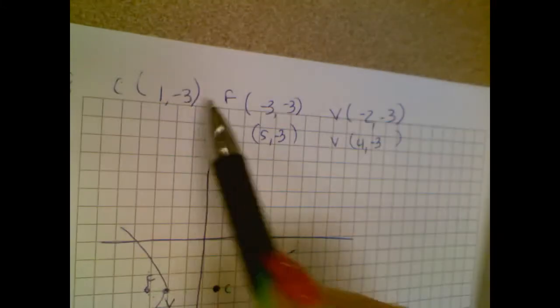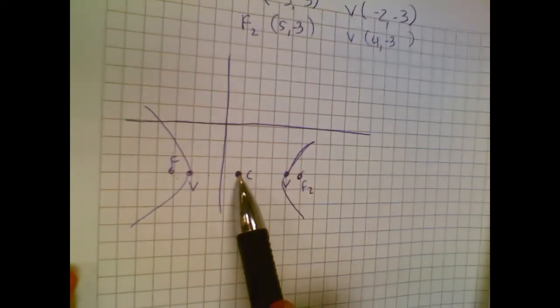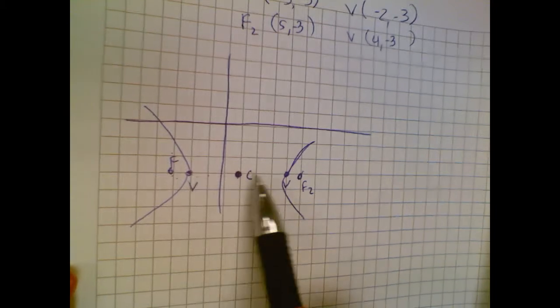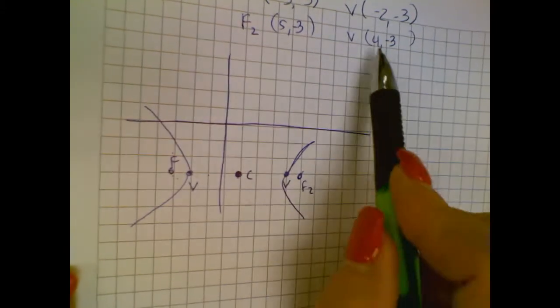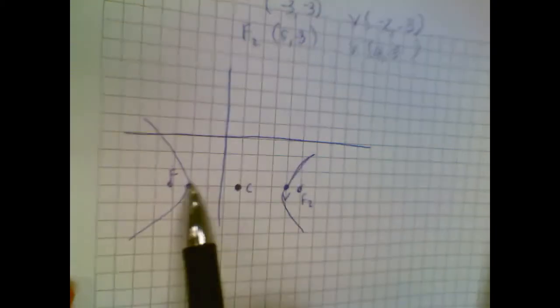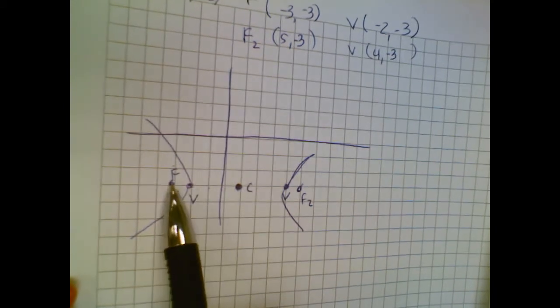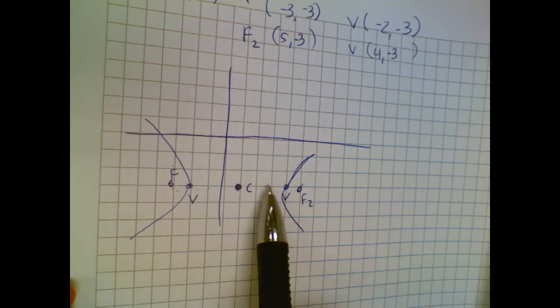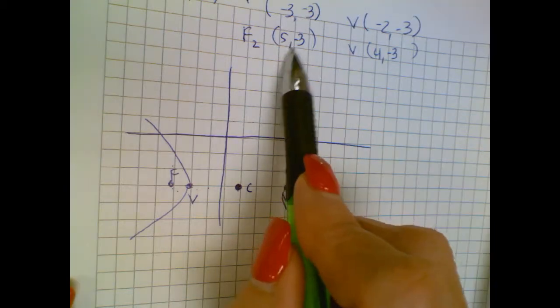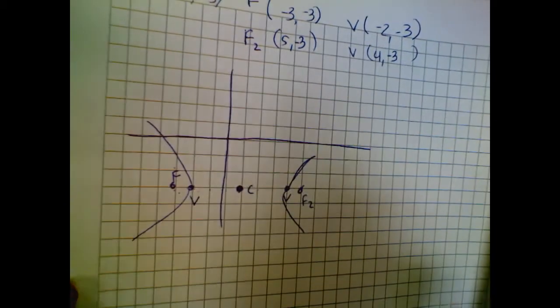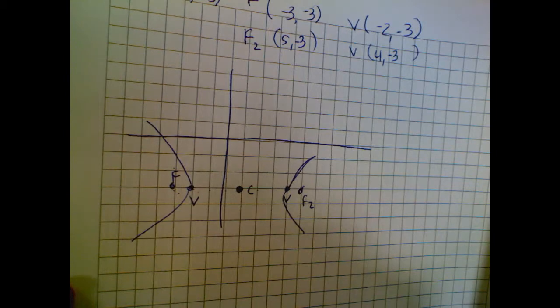The center was 1, negative 3. So I counted 3 this way, so I counted 3 this way for your other vertex, and that's where I got 4, negative 3. And the foci was 4 away, so I counted 4 this way, 1, 2, 3, 4, and that's how I got the 5, negative 3. So that was 8a. Now, what is the equation of the hyperbola?